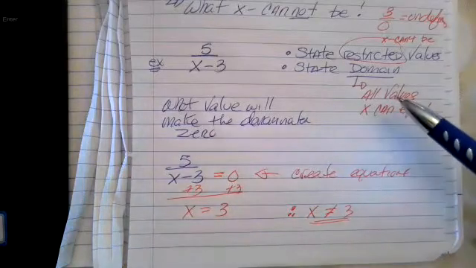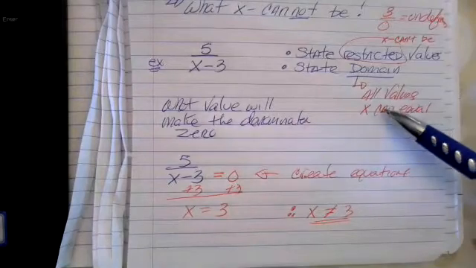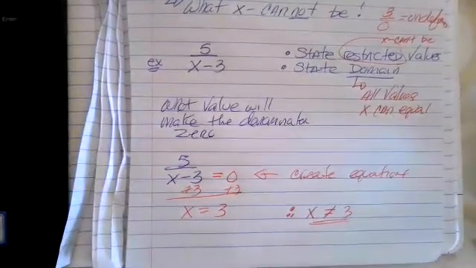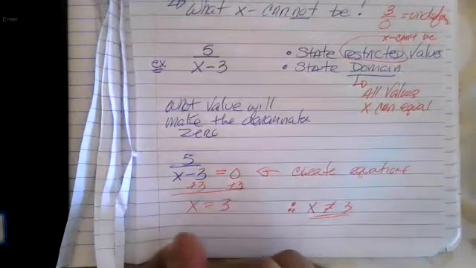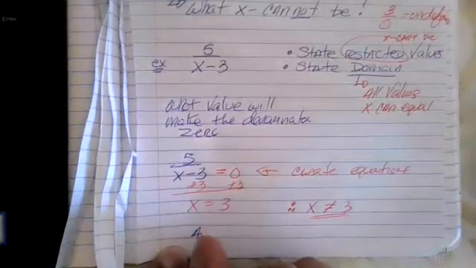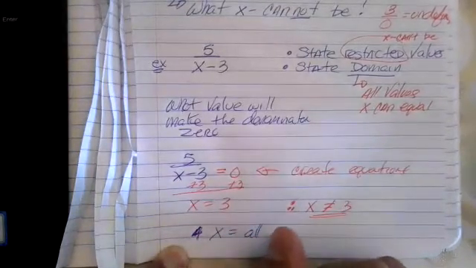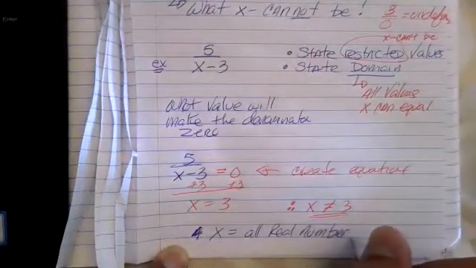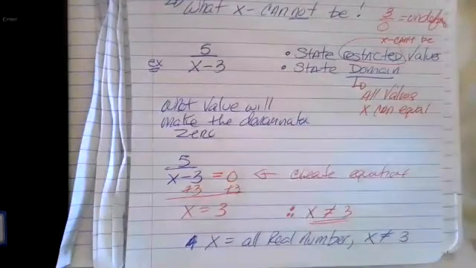If they ask you to state a domain, even then I think it's a good idea to first state the restriction so you have it clear in your head what x cannot be. Because now you could say, x is equal to all real numbers except x can't be equal to 3. That's one way of writing it.